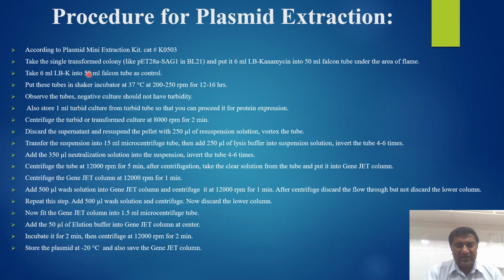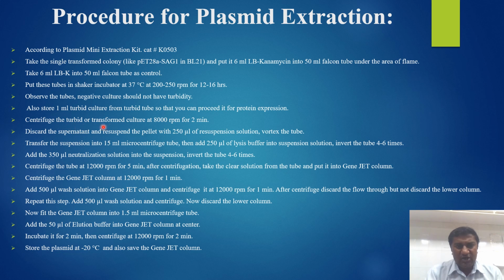You don't put the transformed colony into the other tube. Put these tubes in a shaker incubator at 37 degrees centigrade at 200 to 250 rpm for 12 to 16 hours. Next day, you observe the tubes. The negative culture should not have turbidity. Also, store 1 ml turbid culture from the turbid tube so that you can proceed with it for protein expression.